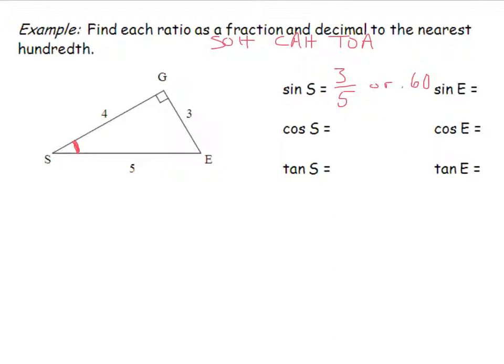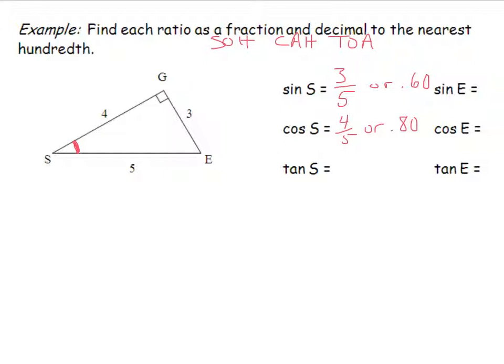Cosine of angle S then. Cosine, CAH, adjacent leg over hypotenuse. Now a lot of kids get tripped up because they're like, adjacent, which one is it, 4 or 5? Well, here's the thing. It's an adjacent leg, and I only have 2 legs. So the adjacent leg is 4 over the hypotenuse, which is 5. So I would have 4/5, otherwise known as 0.80, because that's to the nearest hundredth.